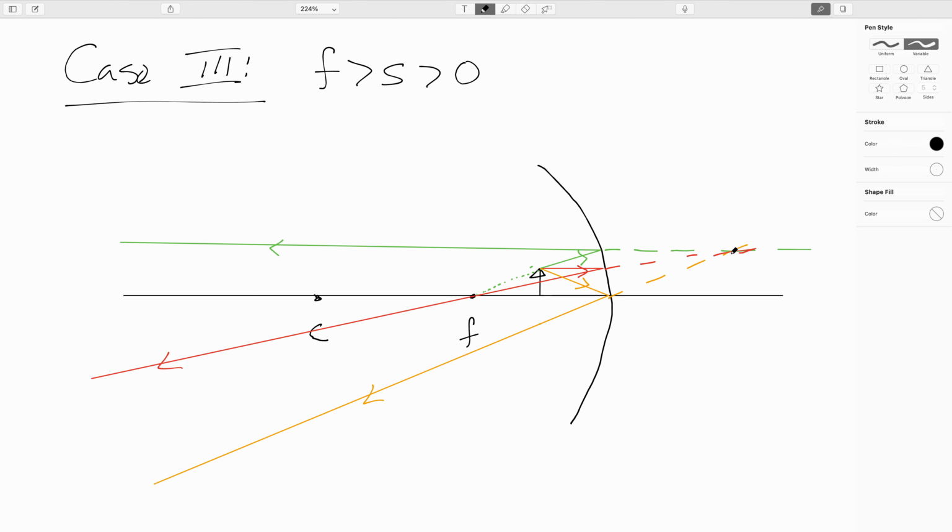Come on, draw in a straight line. There we go. So this is a virtual image. It is upright. And it is minified.